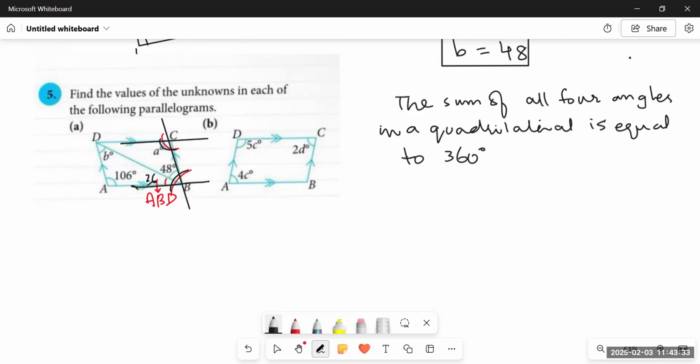But in a quadrilateral, the sum of the four angles is equal to 360 degrees. Also, opposite angles in a parallelogram are equal to each other. This we are talking about quadrilateral in general. But the second property, this is the first property, this is the second property.